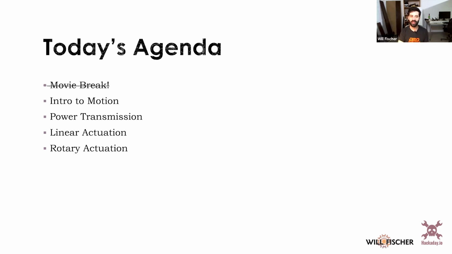So we'll move right on in to motion. And then after that, we'll look at power transmission. What I mean by that is how you get power from one thing to another, like a motor into a propeller, something like that. Then we'll talk about linear actuation, and rotary actuation as well. So that's stuff moving in a line as compared to stuff rotating around. Cool, let's go into the intro stuff.